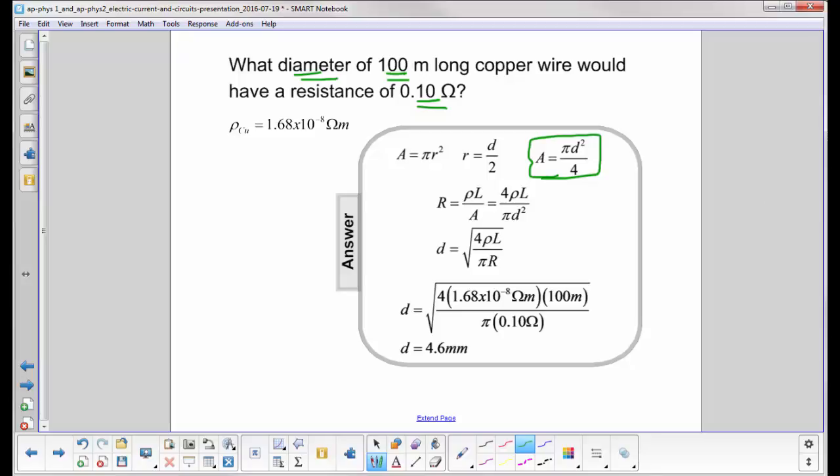Now we can substitute in the numbers, and the answer we get if you use a calculator is 4.6 times 10 to the minus 3 meters. And we're just going to go ahead and call that millimeters. So the answer is 4.6 millimeters.